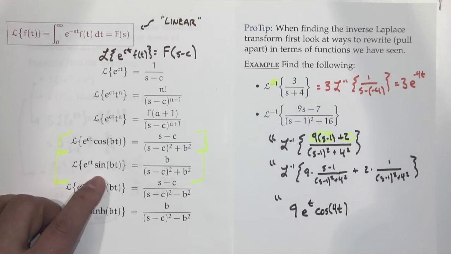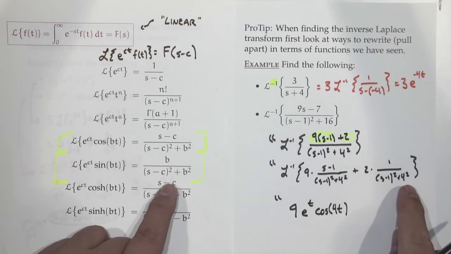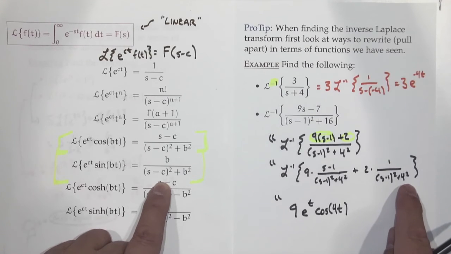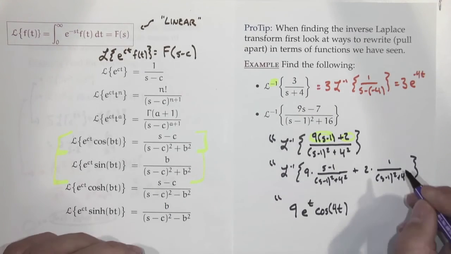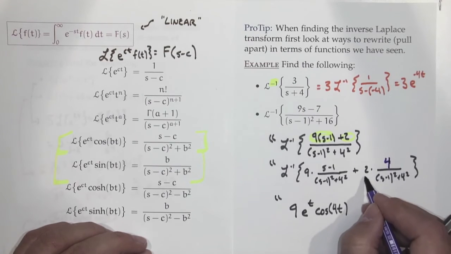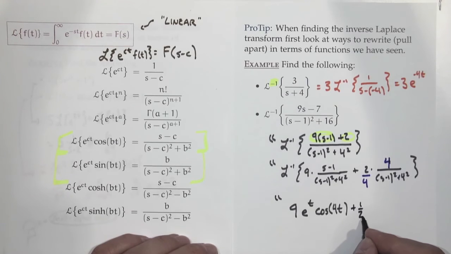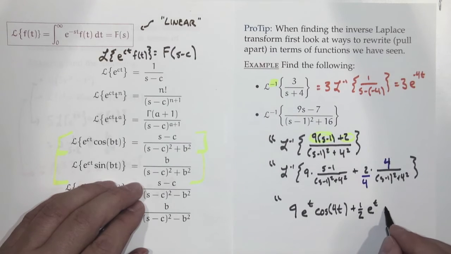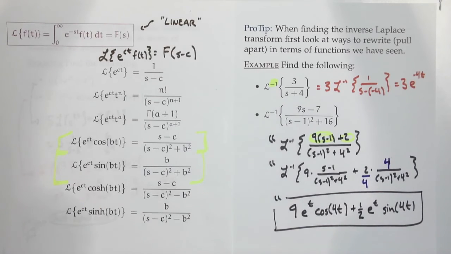And this one? Ooh, I like that. Somebody noticed something. What do we need to do here? Have we fit the mold as it's written here? No. What do we need upstairs? A 4. So we should put a 4 there, right? But if I put a 4 there, I need to compensate for it, so we'll divide by 4. So we'll have a 1/2. And then everything else, very similar. E to the t sine 4t. And there we go.